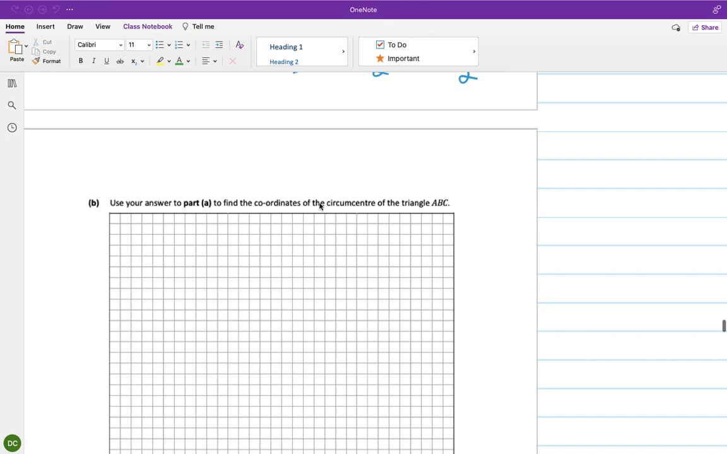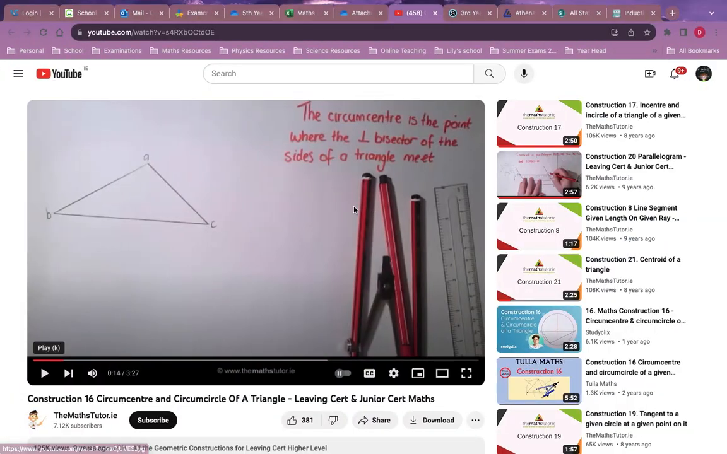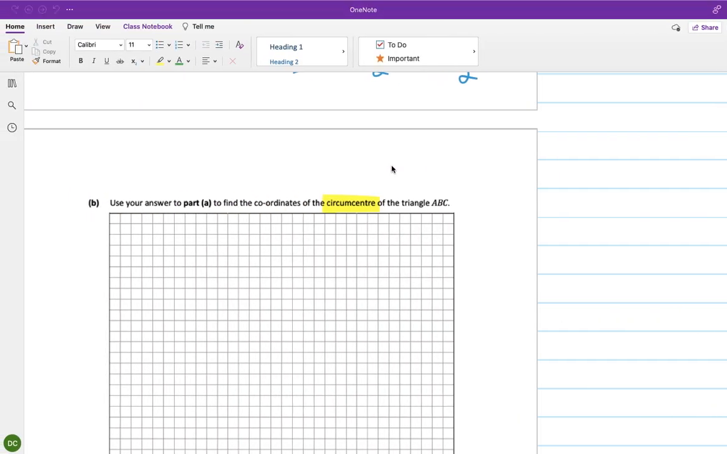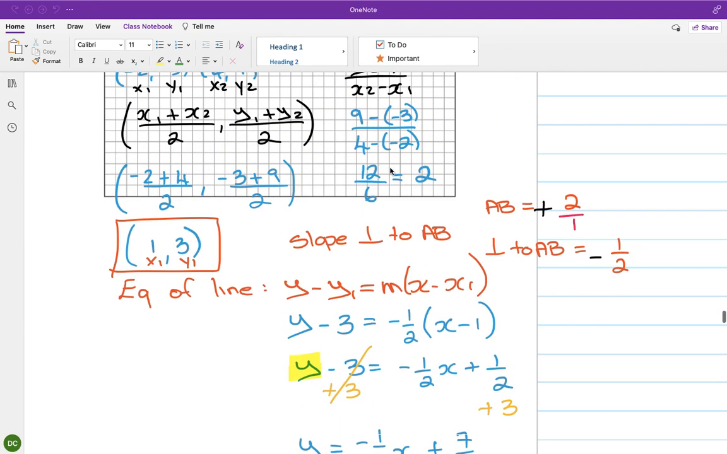Use your answer to part A to find the coordinates of the circumcenter. Okay, so circumcenter, here it is here. The circumcenter is the point where the perpendicular bisector of the sides of a triangle meet. Okay, so it is the point of intersection of the perpendicular bisectors, which if you weren't sure, you probably got a hint in that that's exactly what we calculated up here.